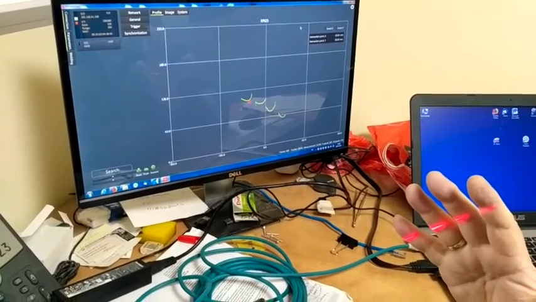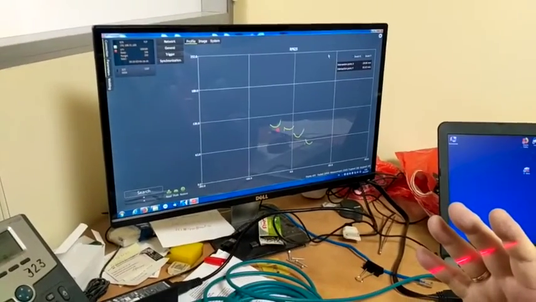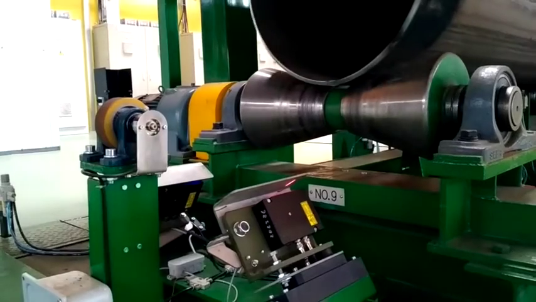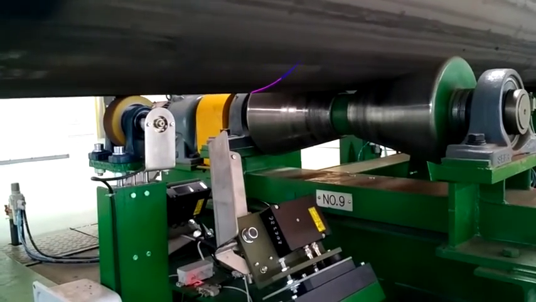At the moment we can see that the laser beam comes on a hand and the coordinates are shown at the monitor screen. In the system, the laser sensors are located on 3 precision manipulators.